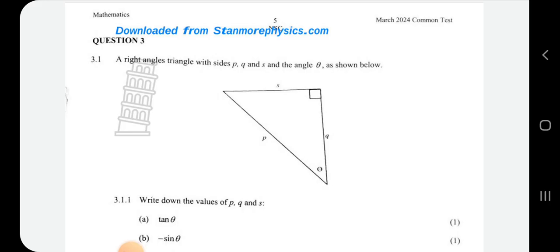Now look at this triangle. It has S at the bottom, Q at the top on the right hand side, and P on the left hand side. The longest side of a right angle triangle is the hypotenuse. We also have angle theta at the bottom there, and then the 90 degrees sign to indicate that this is a right angle triangle.